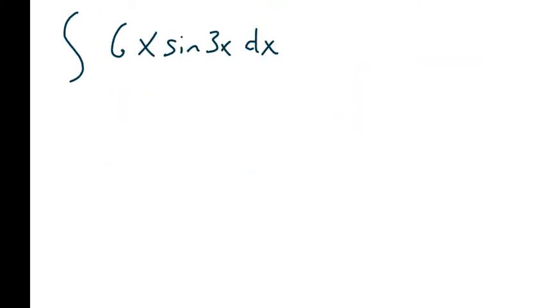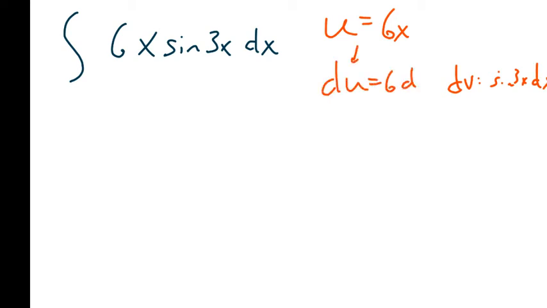Now we said that number 2 was going to be a parts problem, so we're going to have to use the LIPET test. When you use the LIPET test, you're going to decide that you end up with the P, the power, so u equals the 6x function. That means dv is equal to the rest of the problem, and of course we now have to go to the derivative of u, which is 6 dx, but you have to do the antiderivative of v, which is going to be the opposite cosine of 3x divided by 3. Be careful, you have to divide by k since you're doing the antiderivative.